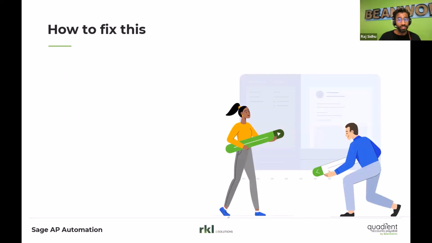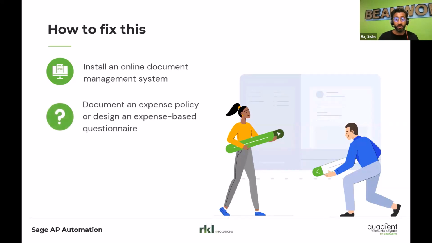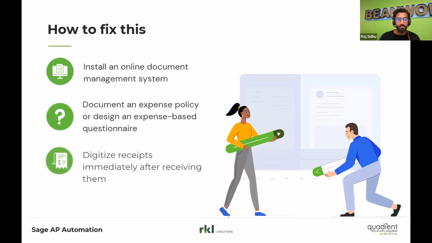So first, you can start by managing expenses through a document management software. This type of software lets you upload documents such as receipts, and some include basic approval workflows as well. Second, document an expense policy that fits your remote and hybrid work settings and get it signed by employees. You could also design a questionnaire based on the policy to ensure all employees understand it. And then finally, digitize receipts immediately after receiving them for secure access. So you won't have to worry about them getting damaged, misplaced, or lost entirely at a later time.